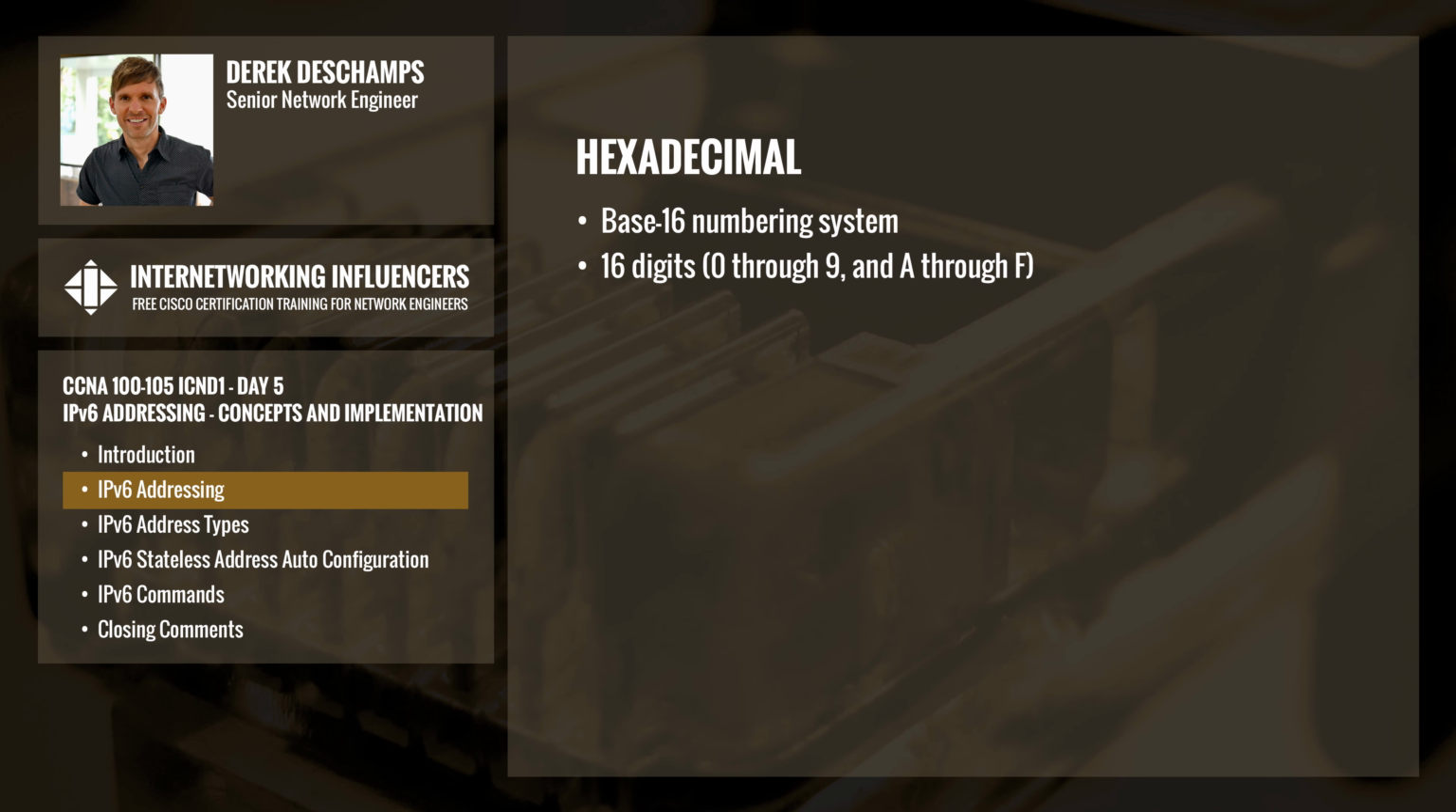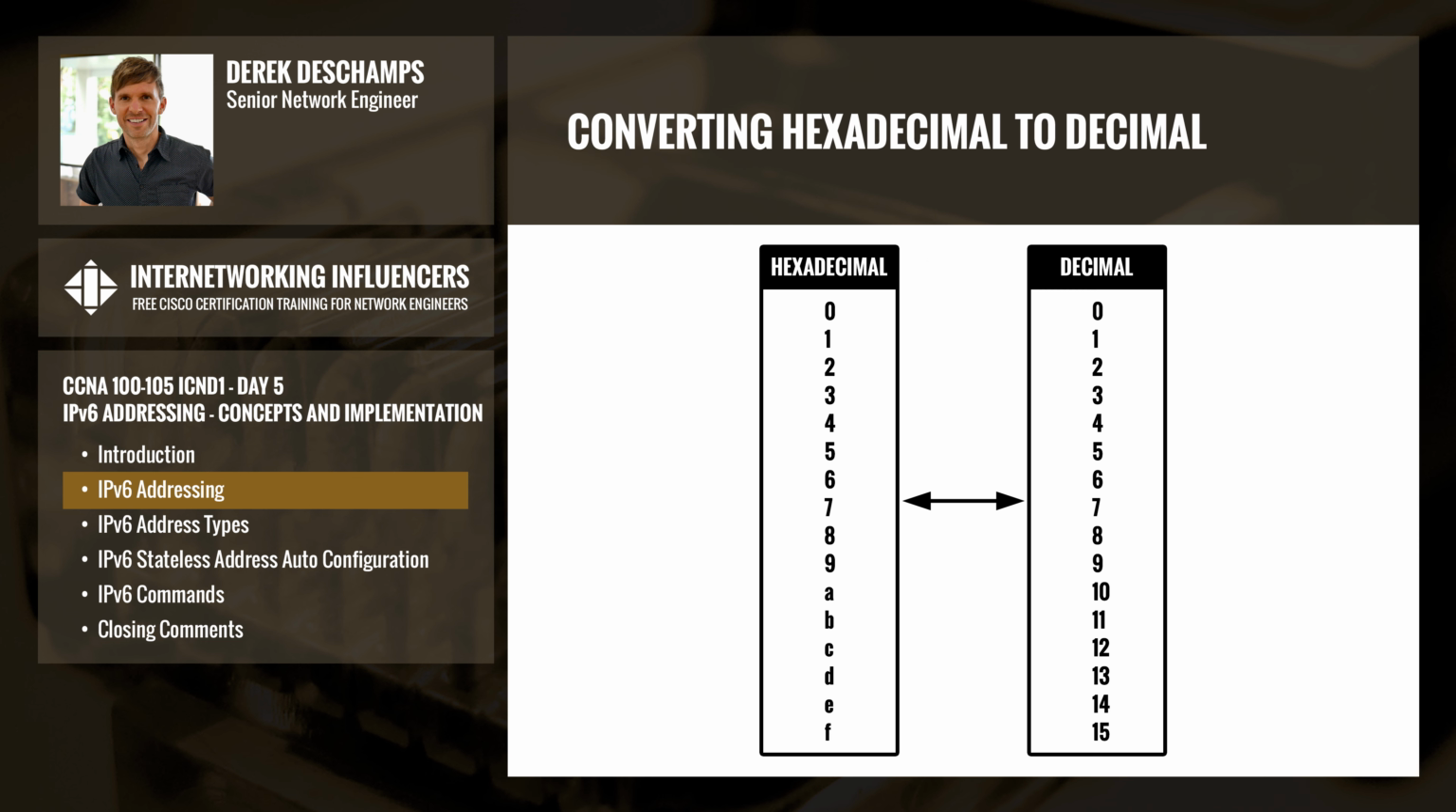For those of you that aren't familiar with hexadecimal, it is a base 16 numbering system that uses 16 digits, the numbers 0 through 9, and the letters A through F. Converting hexadecimal to decimal is relatively simple. The numbers 0 through 9 and the letters A through F in hexadecimal correspond to the numbers 0 through 15 in decimal. This means when converting hexadecimal to binary, we can simply use the decimal equivalent and follow the same decimal to binary conversion techniques we learned about in the last episode.